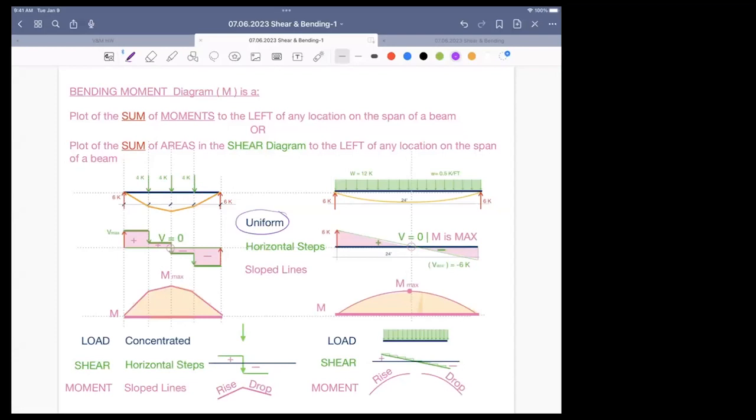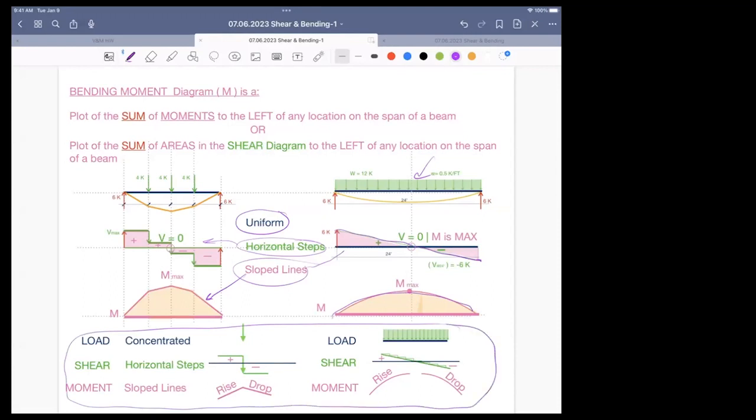If you have horizontal for steps, you have a sloped line for the moment diagram. But if it's a uniform load, your shear diagram is sloped, your moment diagram is curved. That's what this is saying down here.